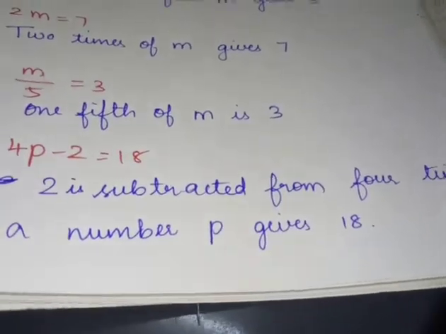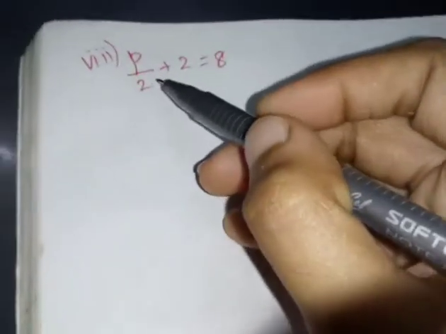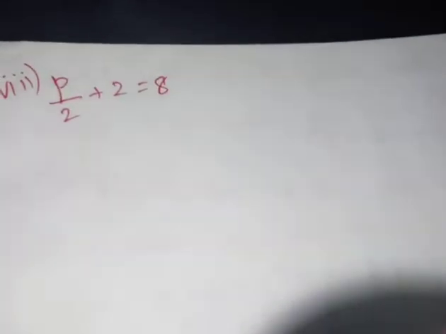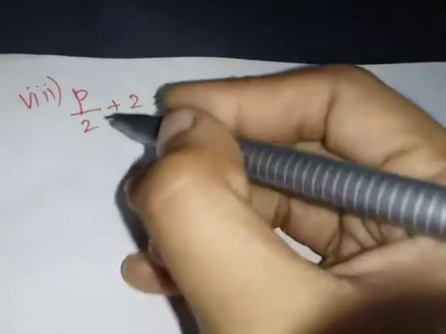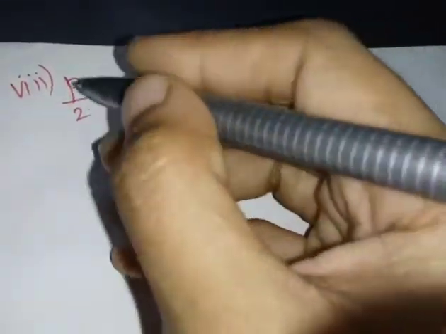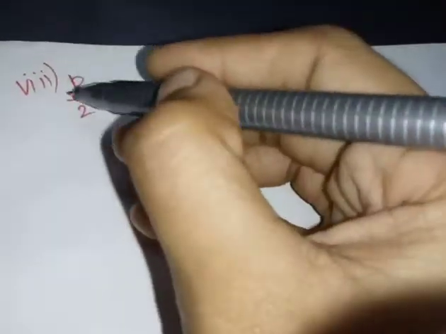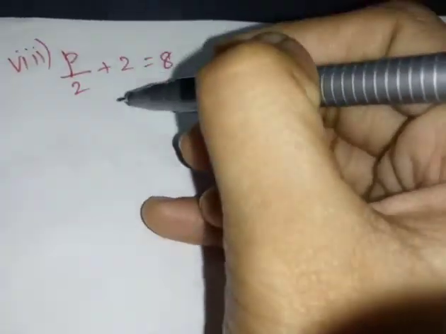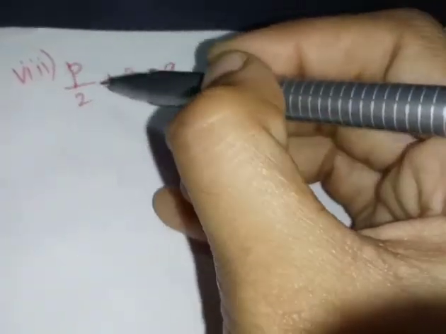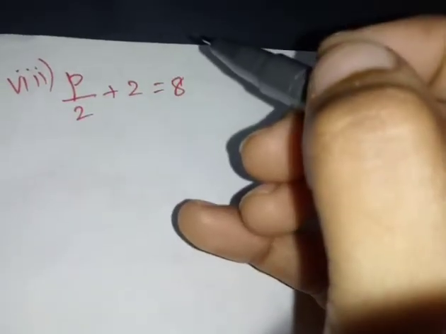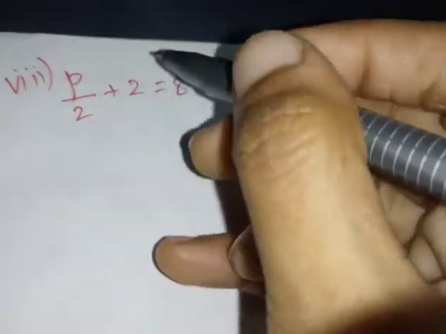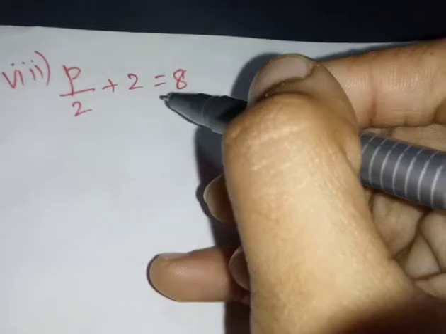8th is P by 2 plus 2 equal to 8. What is P by 2 plus 2 equal to 8? So, P by 2 means what? Half of a number P. Correct? 1 by 2 P is nothing but P by 2. So, half of a number P plus 2 is equal to 8.